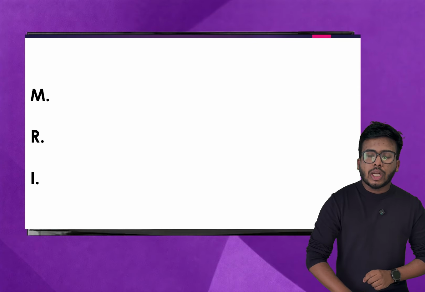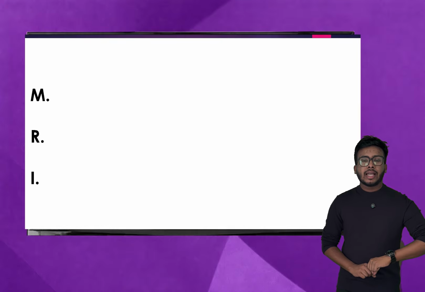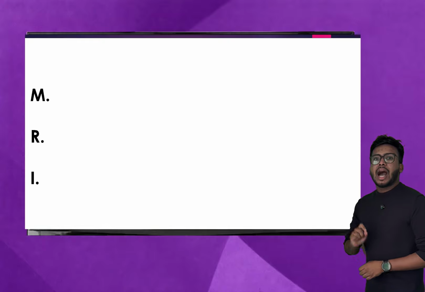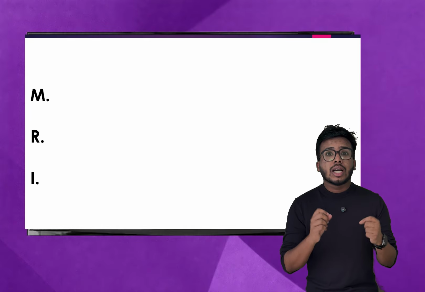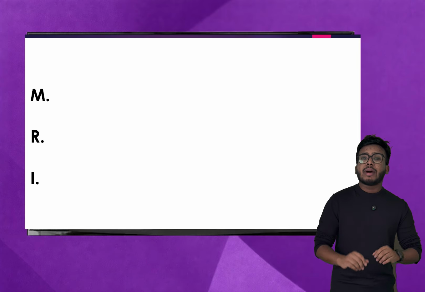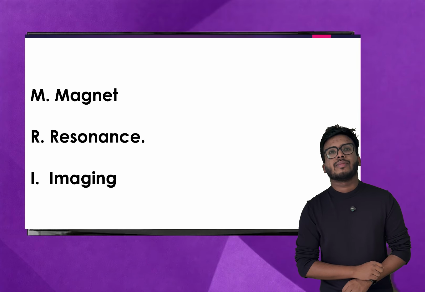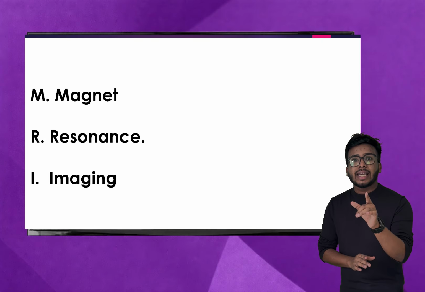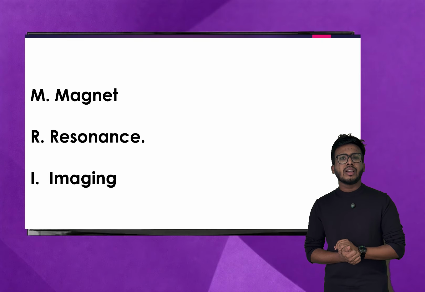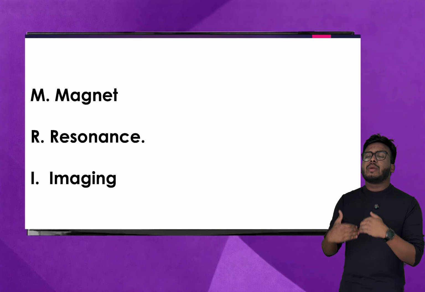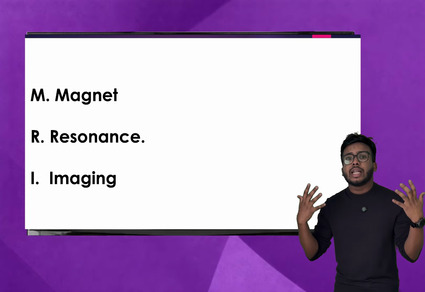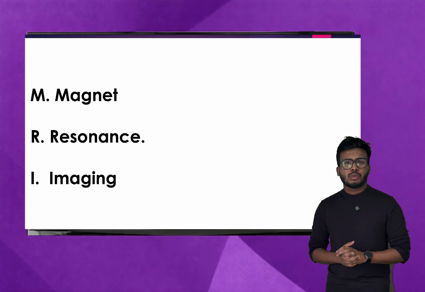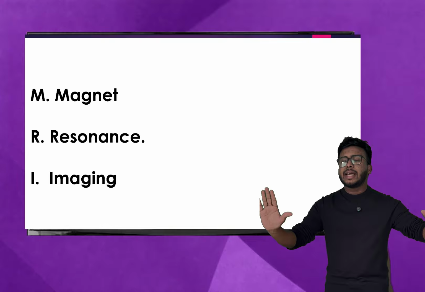So what is actually MRI? M in MRI stands for magnet, R stands for resonance, and I stands for imaging. So M is magnet, R is resonance, I is imaging. Then we need to define them one by one. What is actually a magnet? We'll give a simple definition for magnet.